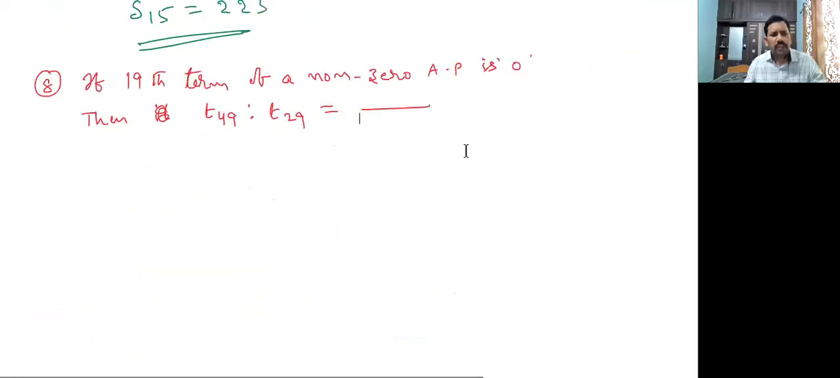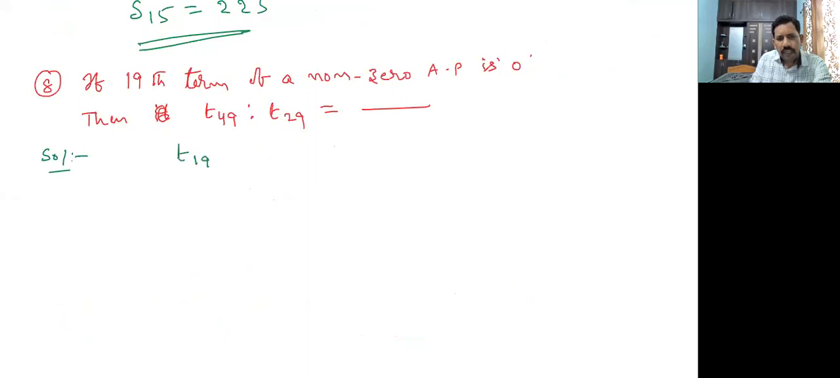See the 8th question. If the 19th term of a non-zero AP is 0, then the ratio of T49 to T29. The 19th term is already given as 0. T19 is equal to 0. What is T19? a plus 19 minus 1, 18d, that is equal to 0.